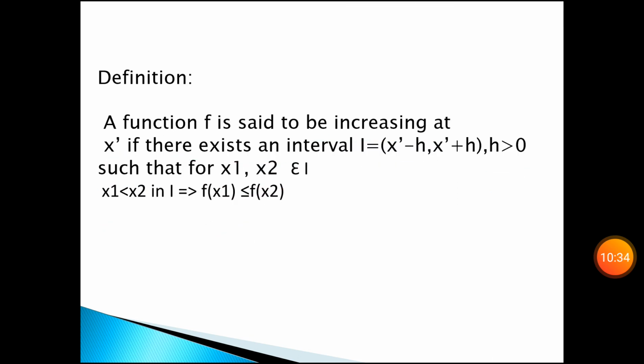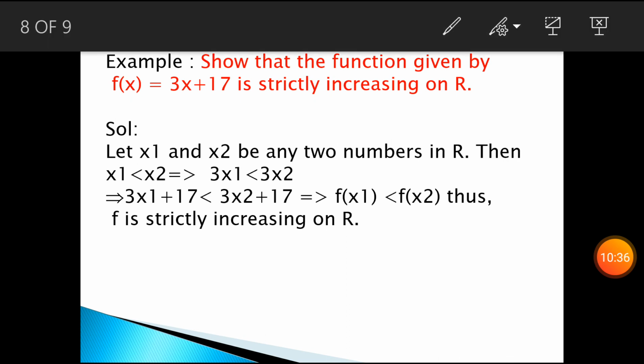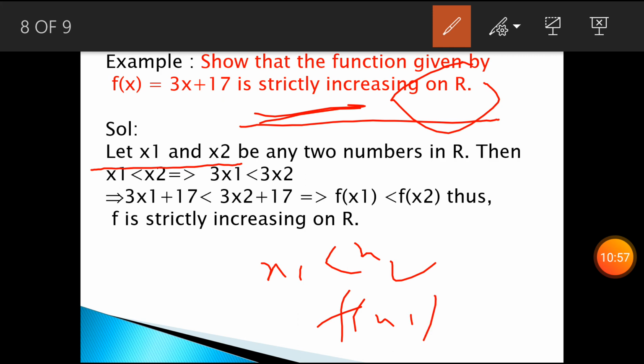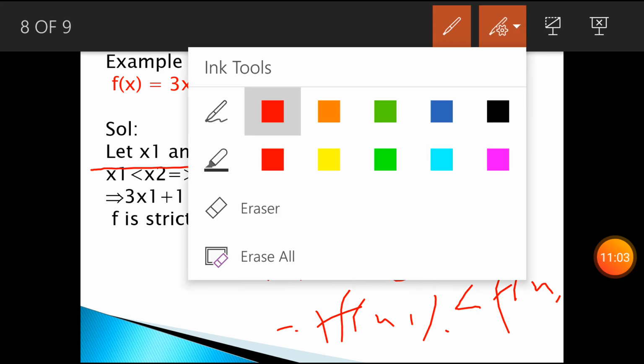Now, one of the examples I have considered for you. What is that example? Show that the function given by f(x) equals 3x plus 17 is strictly increasing on R. Here we are talking about R. So first of all, you consider 2 points in R. Okay. Now what is the strictly increasing condition? If x1 less than x2, then f(x1) strictly less than f(x2). This implies this. Okay, so we are going to consider this condition.